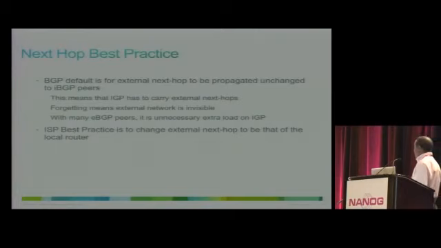So, next hop best practice. By default, as I discussed earlier, external next hops are propagated unchanged to iBGP peers. So if you receive a route from an external eBGP peer, the next hop is not changed when it's advertised over iBGP. But you can override that using a configuration. On a Cisco router, you say next-hop-self. In most other vendors it's the same command. Use next-hop-self when you advertise to an iBGP peer, which means the loopback IP address of the border router becomes the next hop instead of the eBGP peer address.